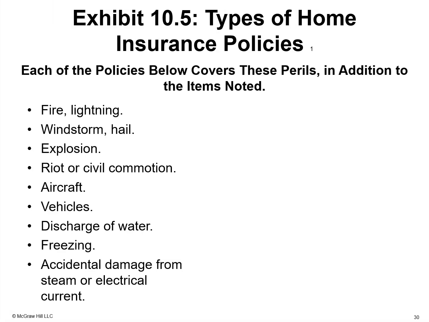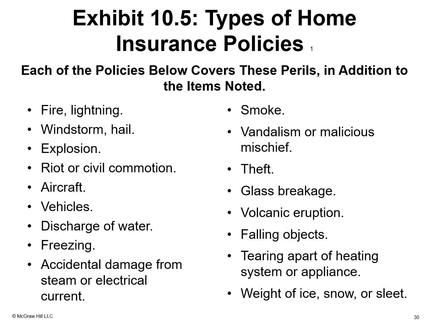All of the policies include these perils. They call these things perils, which means they can happen: fire, lightning, windstorm, explosion, riot, civil commotion, aircraft, vehicles, discharge of water, freezing, accidental damage from steam or electrical current. So all those things that can happen are covered. Those are things that are covered in your policy: smoke, vandalism, theft, glass breakage, volcanic eruption.